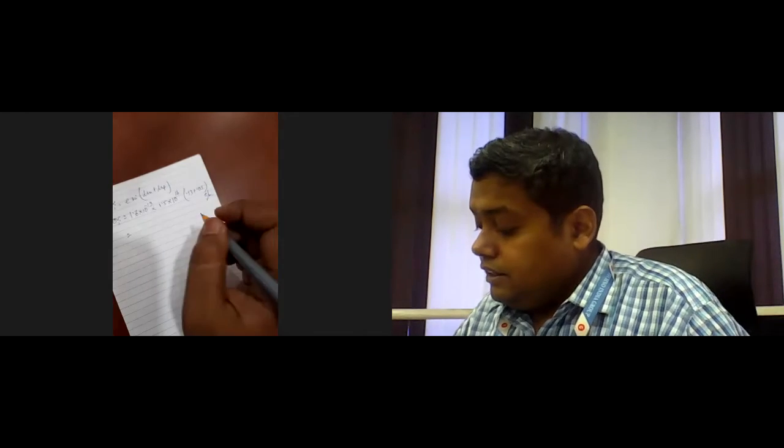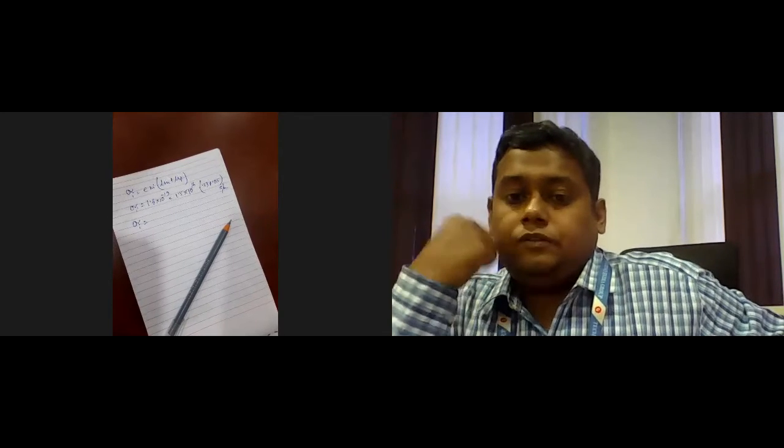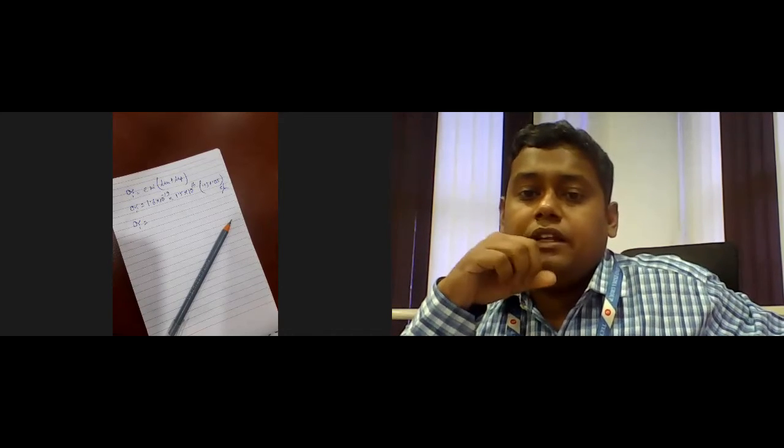What is the value of this one? Find out the result. Sigma is in Siemens per meter. What is the value? Anyone? Please solve the problem and tell me the result. Anyone, please solve the problem and give me the result.